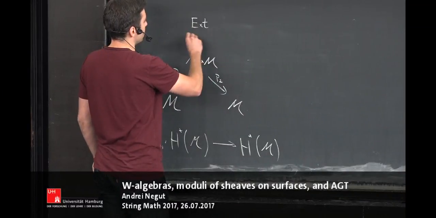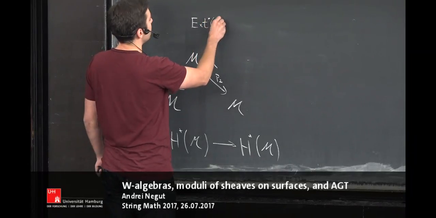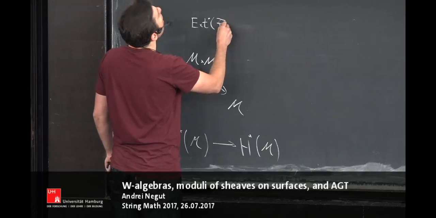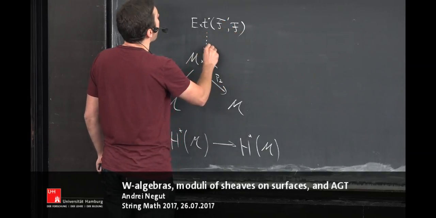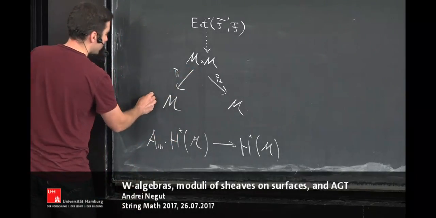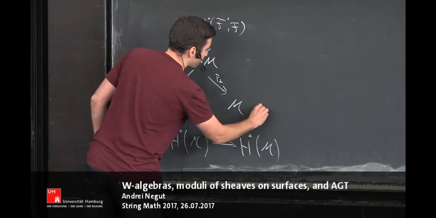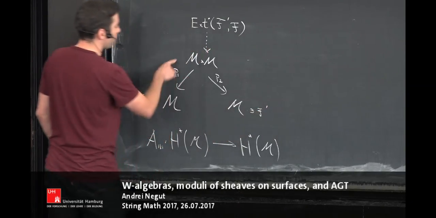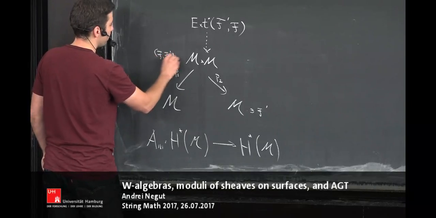is the vector bundle whose fibers are the space of extensions between sheaves or instantons F prime and F. This is a vector bundle on the space M times N. I should say that the sheaves I'm calling F live here. The sheaves I'm calling F prime live here. So points in the product are pairs of sheaves F comma F prime.